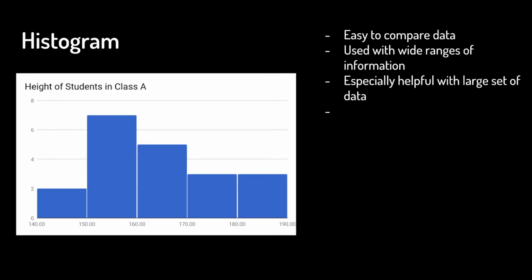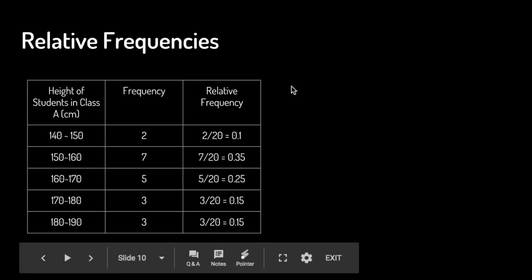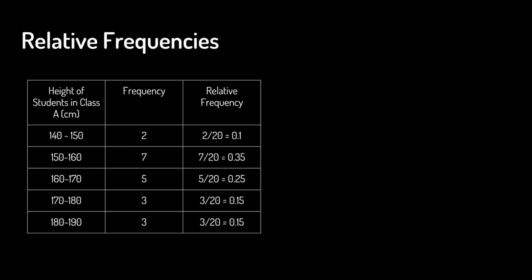A histogram is a graphical display which makes it very easy to compare data, and it is used with a wide range of information. It is especially helpful with large sets of data because it is quite simple and it visually aids the audience in various ways, so it is very convenient for viewers to read the graph easily. An interesting fact about histograms is that you can make exactly the same graph but with relative frequency. A relative frequency is the frequency divided by the total number in the population.